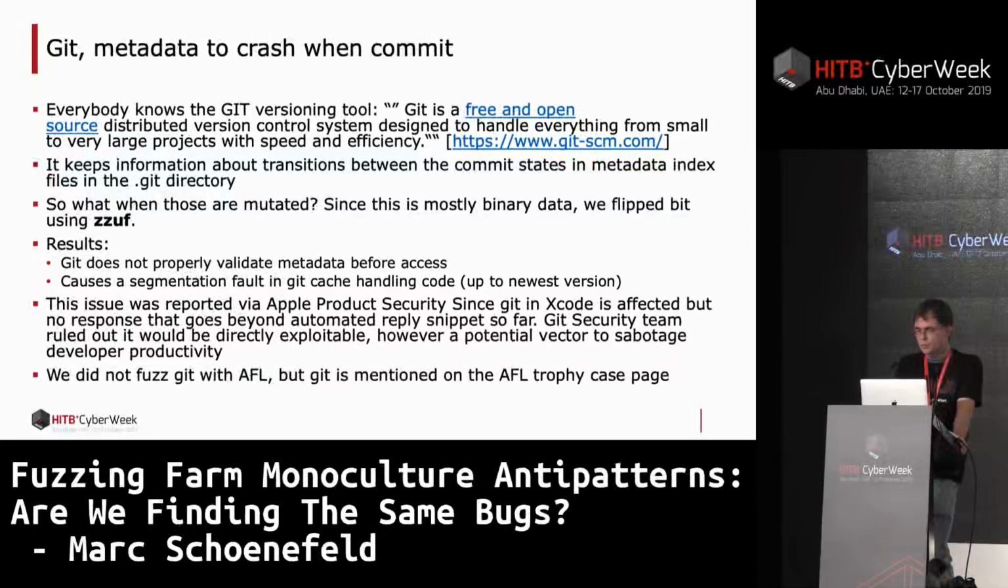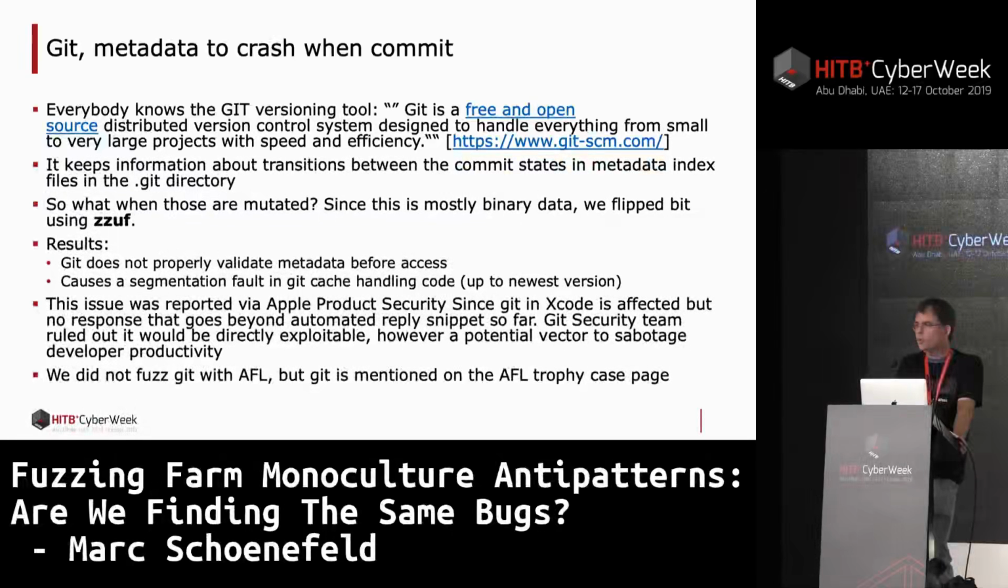There's also a problem with Git. It's on the user side, not on the server side, because you build these indexes on the user side when you clone the repository, but still, it's a little bit annoying. Git is a free and open source distributed version control system designed to handle everything from small to very large projects with speed and efficiency. It keeps information about transitions between the commit states in a metadata index in the Git directory.